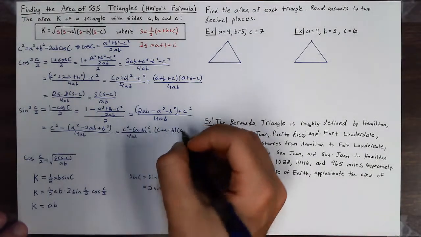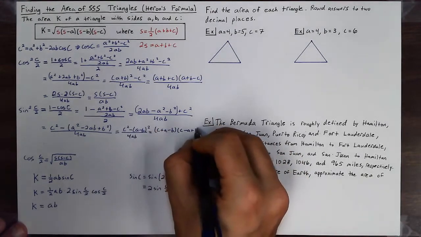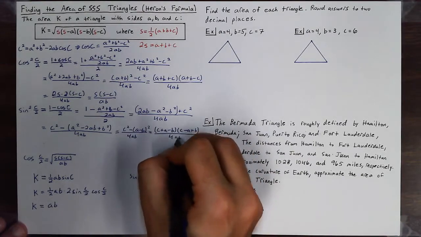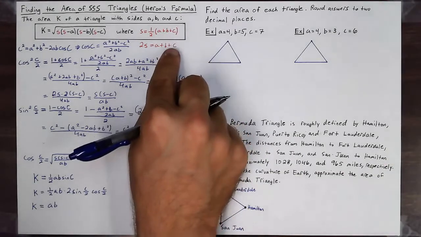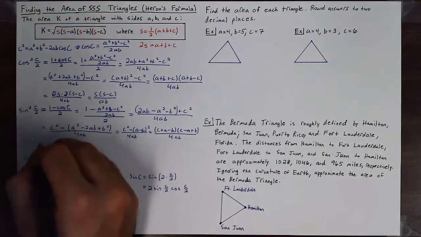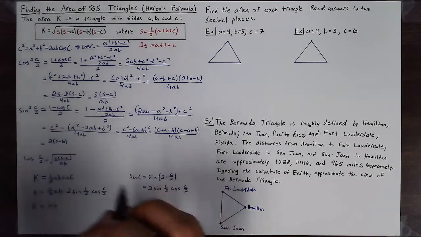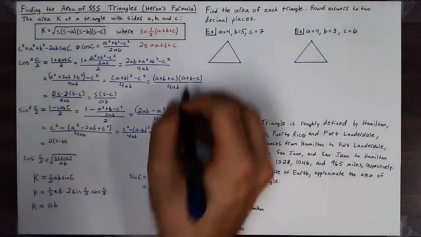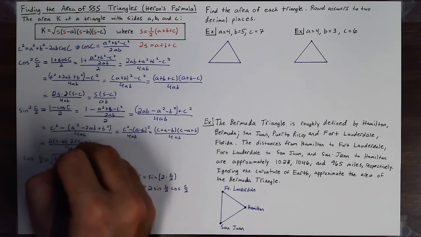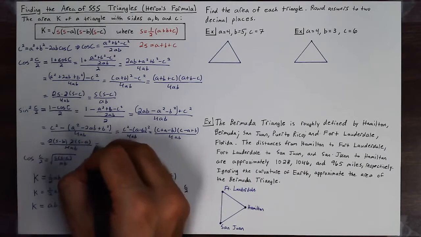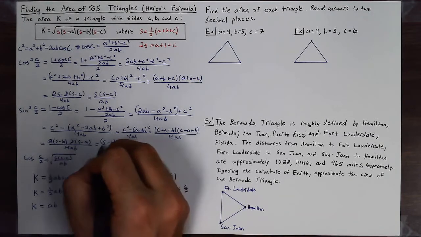And c minus a, but then plus b when that negative distributes, all over 4ab. And very similarly to how I got that a plus b minus c, if I subtract 2b from each side, I can get 2s minus 2b, which can be rewritten as 2 times s minus b. And then I can do the same thing over here. By subtracting 2a from each side, I can get 2 times s minus a, all over 4ab, where the 2's and the 4's cancel, leaving me with s minus b times s minus a, all over ab.